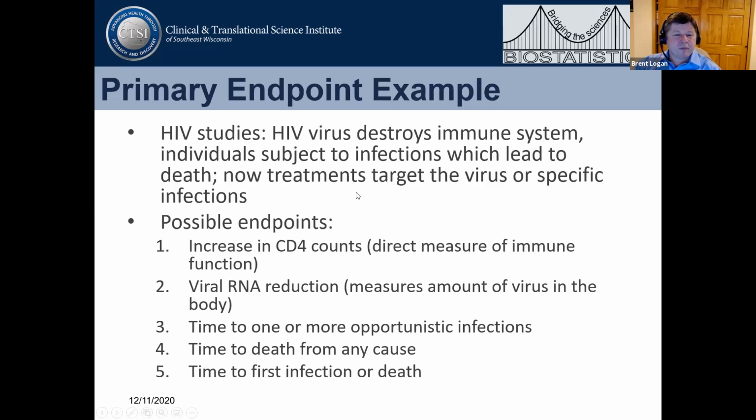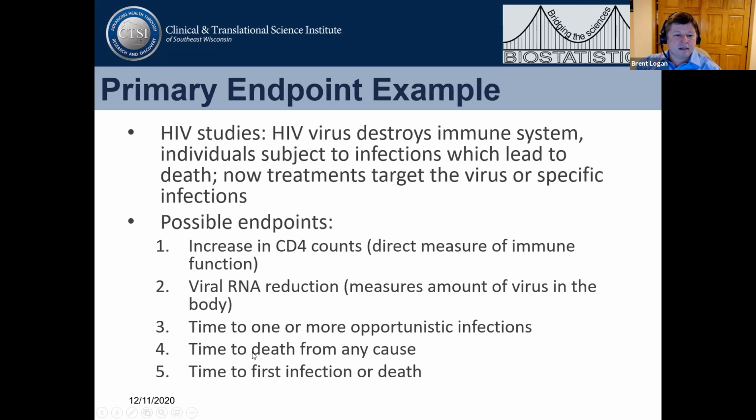Here's an example from HIV studies. Considering possible endpoints, you might consider increases in CD4 counts as a measure of immune function, or viral RNA reduction, which looks at the amount of virus in the body. You might look more downstream clinically at time to one or more opportunistic infections.